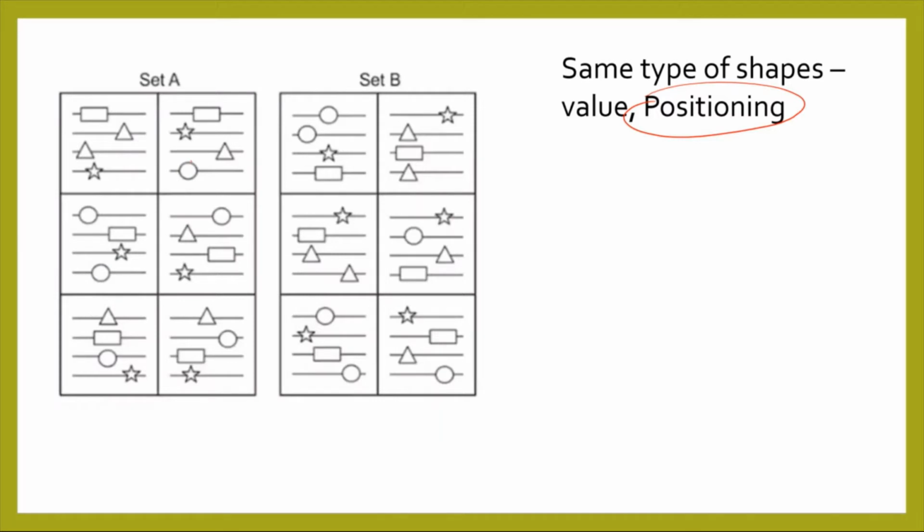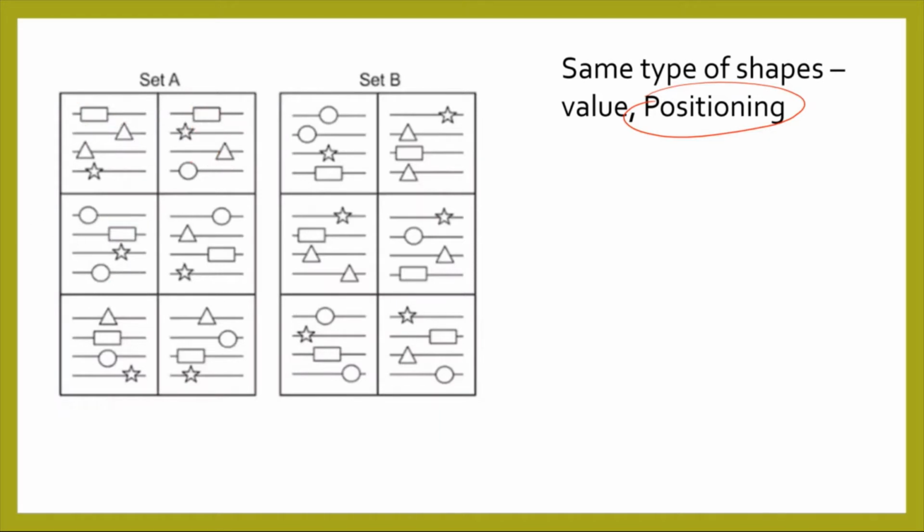So what I can do then is look at relative positioning. I can compare 2 shapes and see how they may be related. For example, I can look at a rectangle and a triangle. I see that the rectangle is above the triangle. But in this box there's no triangle, so it can't be the rule.